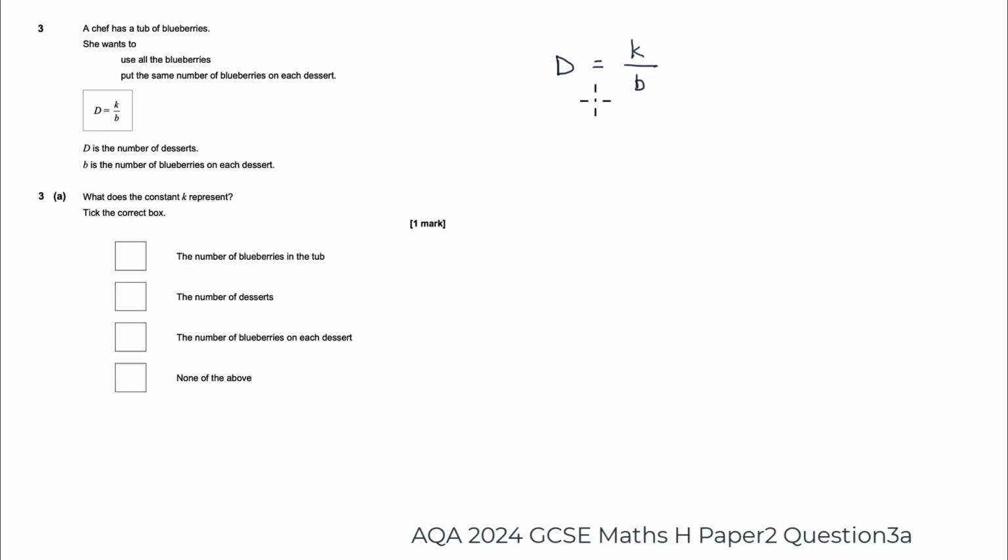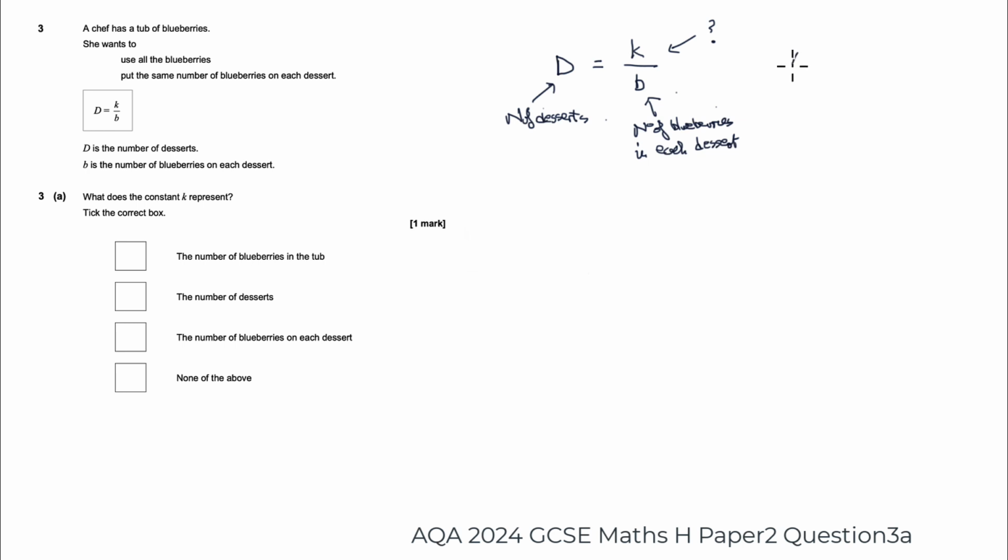where the number of desserts is big D, capital D, and this is the number of blueberries in each dessert. And that, remember, is the same number in each dessert. And the question asks us, first of all, what on earth does that stand for? Well, let's do a simple example.